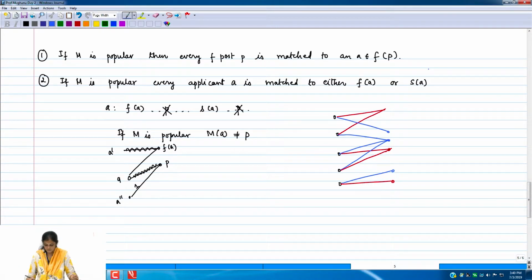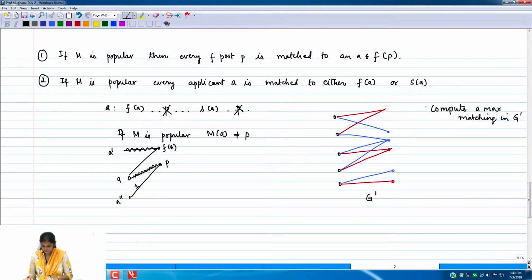right? So now we will simply construct this graph and compute a maximum matching of this graph. So this graph we will call the reduced graph G prime. G is the original graph, G prime is a reduced graph which has only 2n edges, and we will just compute a maximum matching in G prime.